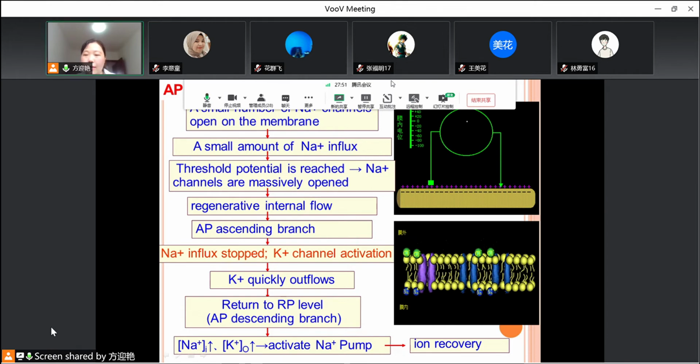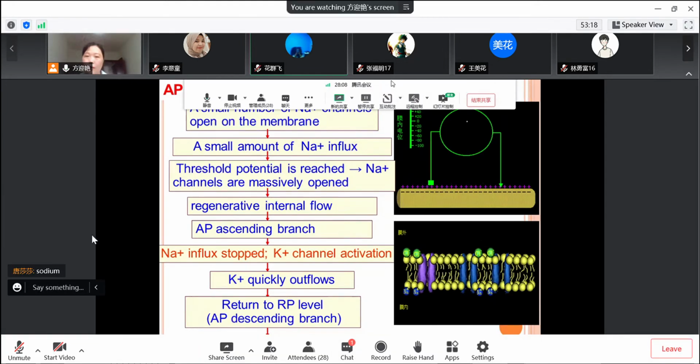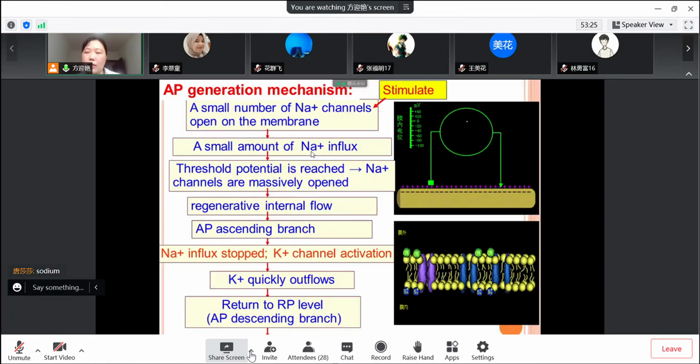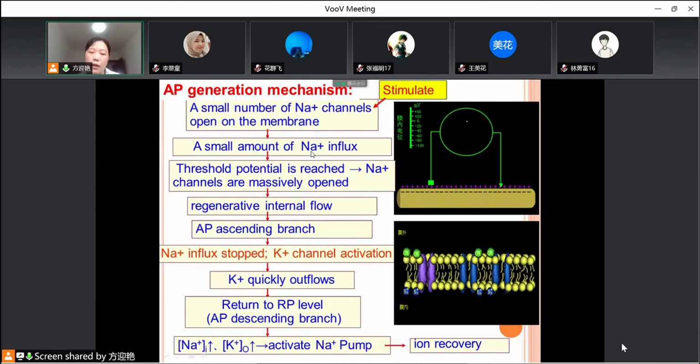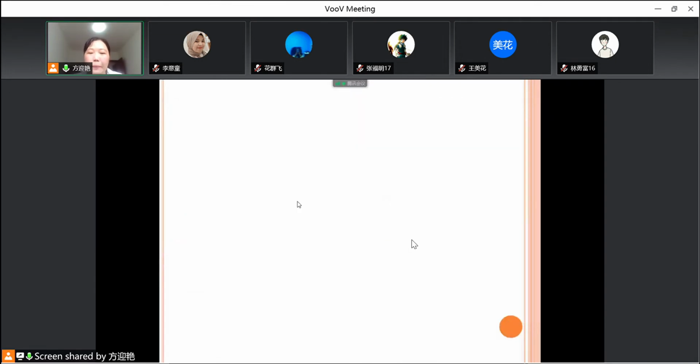Sodium. Yes, thank you, Tan Sa Sa. The key ion is sodium, and the key flow is mainly the sodium influx. Very good. This knowledge we have studied in physiology, and I hope you master that.